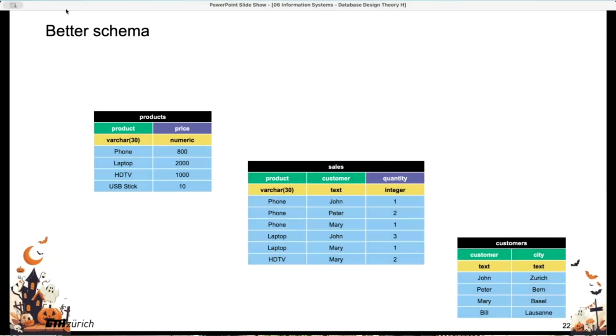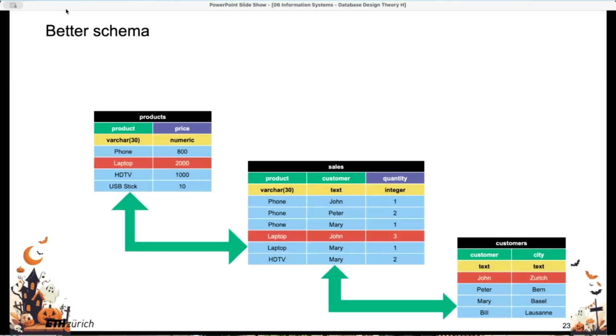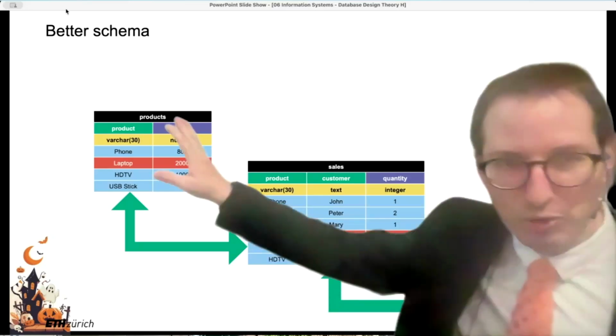Do you see how these tables are interconnected? Who remembers primary key, foreign key? With the power of primary keys and foreign keys, I can link them, because the column product in here is a primary key.